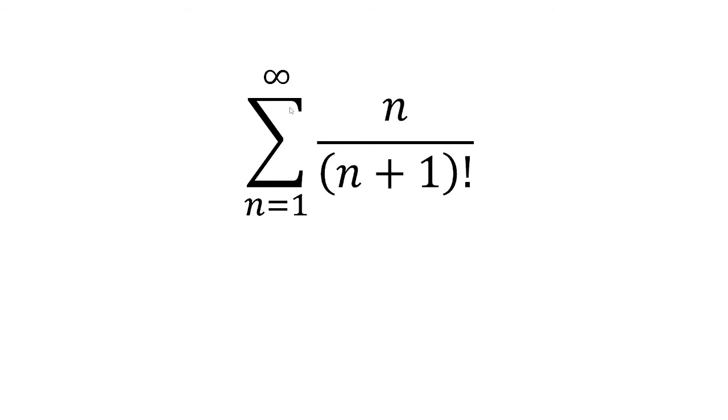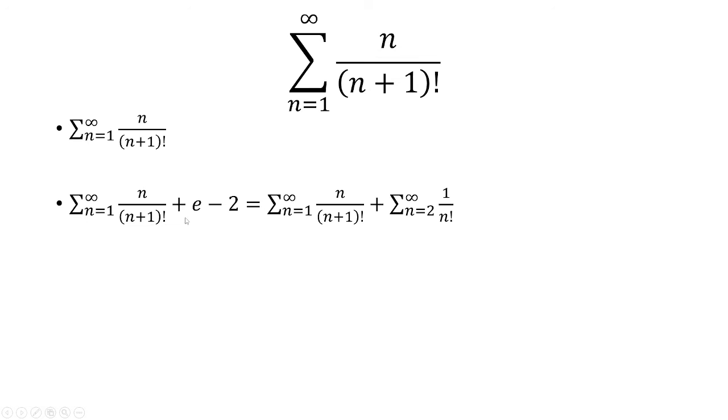In this video, we want to find the sum from n equals 1 to infinity of n over (n plus 1) factorial. So the way we're going to start is, let's start off with the sum plus e minus 2. So this is our starting spot.